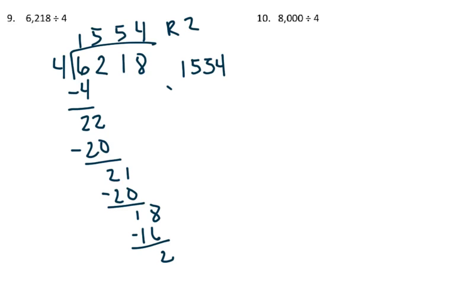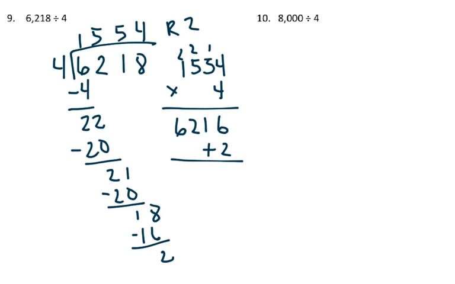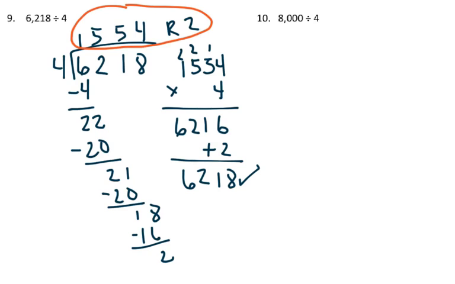1,554 times 4. Okay, 6,216, adding a remainder of 2. And we have 6,218. So that checks out, and our answer would be 1,554 remainder 2. We'll do the same thing with number 10, which is 8,000 divided by 4.